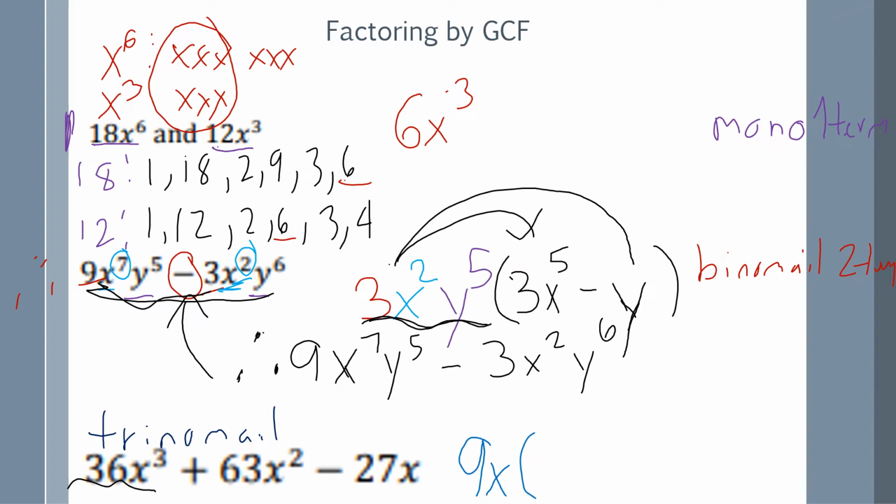So what am I left with inside my parentheses? I know that I need 4x squared, because 9x times 4x squared is going to be 36x cubed. Okay, what about this 63? I know that is going to be plus 7x, minus 3. And that's how you factor by using the greatest common factor.